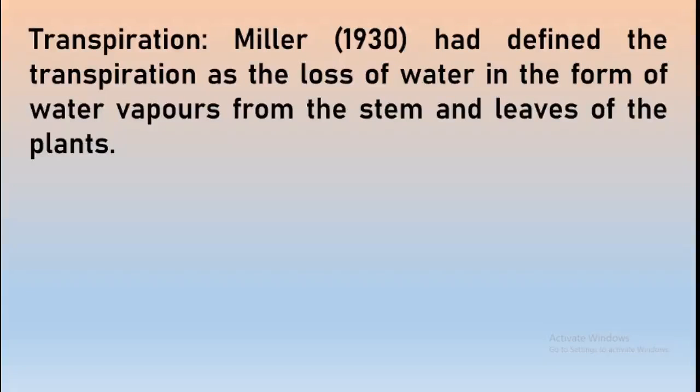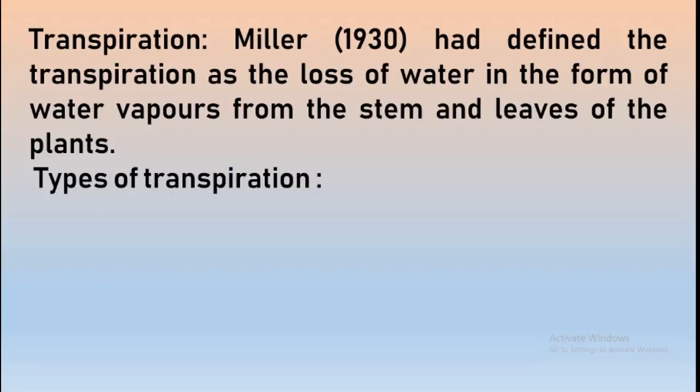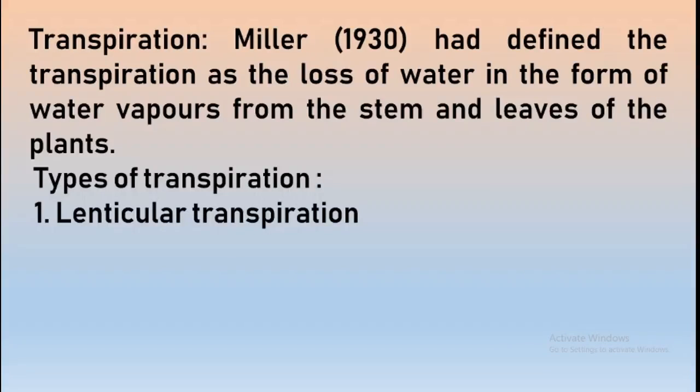The definition: Miller in 1930 defined transpiration as the loss of water in the form of water vapors from the stem and leaves of the plants. We see types of transpiration. The first is lenticular transpiration. Some water may be lost by woody stems through lenticels, which is called lenticular transpiration.